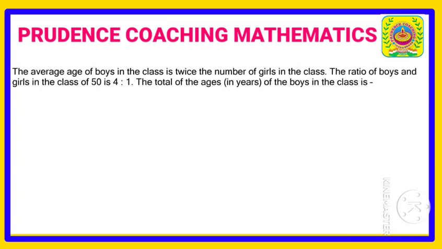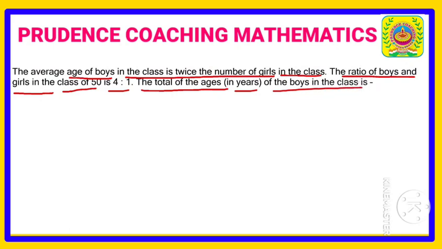The average age of boys in the class is twice the number of girls in the class. The ratio of boys and girls in the class of 50 is 4:1. What is the total of the ages in years of the boys in the class? So here you are asked to find out the total ages of all the boys in this particular class.